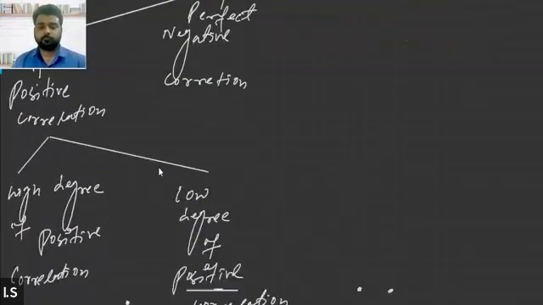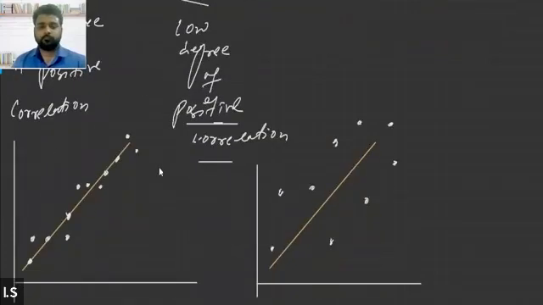Sir, when the majority of the dots are on the line, it means high degree. Yes, if the majority are on the line, it will be called high degree. If almost all the dots are on a straight line, it will be called perfectly positive correlation. And if the dots are not falling in line at all, and are scattered all around on the diagram, it will be called low degree of positive correlation.